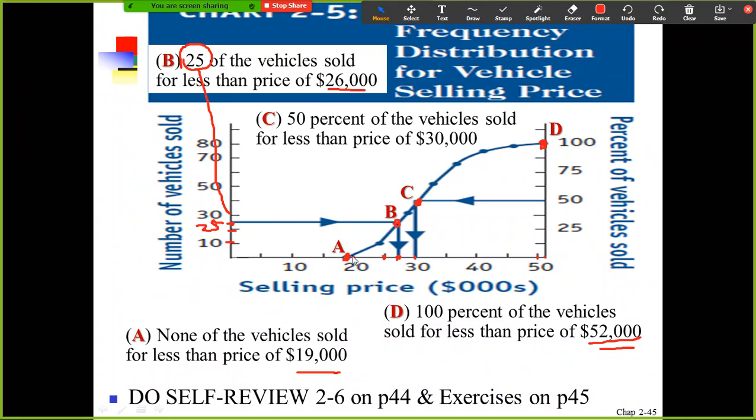To interpret, first you need to point to the lowest one: nothing sold less than this point, and nothing sold more than this point. Everything sold less than this point. Okay, and you can point to maybe 2 or 3 points in between to interpret.